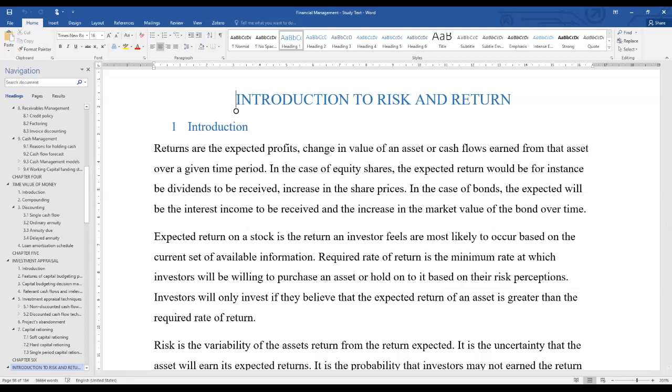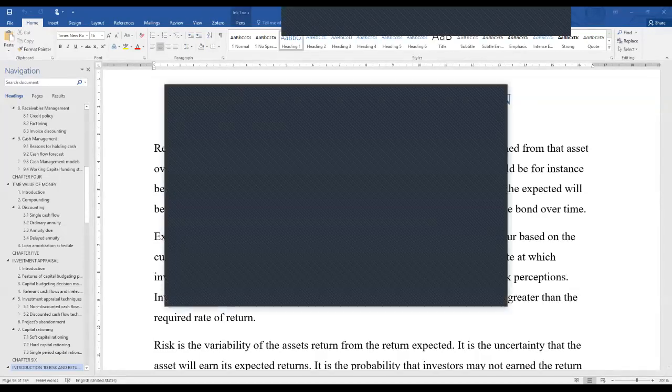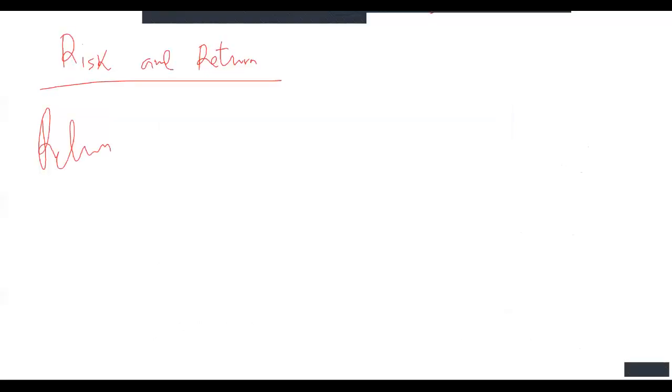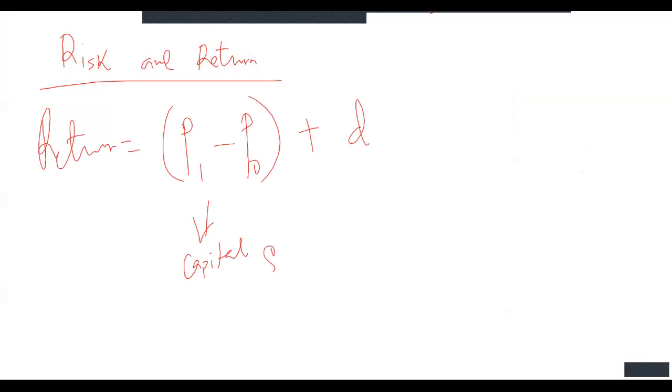Just to remind you, in the case of an equity share, the return to the equity shareholder will be equal to P1 minus P0, which I think we did. This gives us the capital gain, plus the dividend. This is the capital gain, the increase in the value of the share. This is the dividend. And this is what is referred to as the absolute return measure.